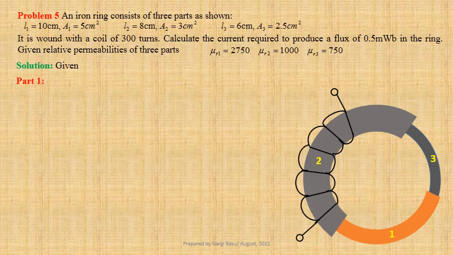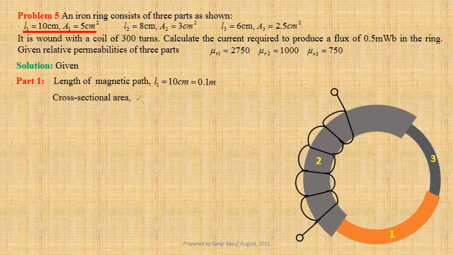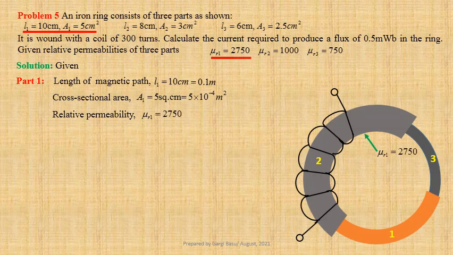Part 1. Length of the magnetic path L1 equals 10 centimeters, that is equal to 0.1 meter. Cross-sectional area A1 equals 5 square centimeters, that is equal to 5 into 10 to the power minus 4 meter square. Relative permeability μr1 equals 2750. Let us now determine reluctance of part 1.